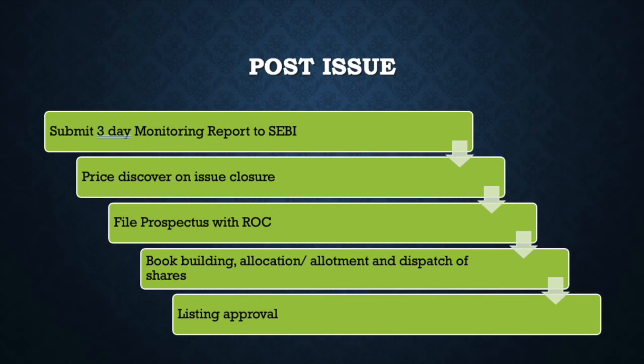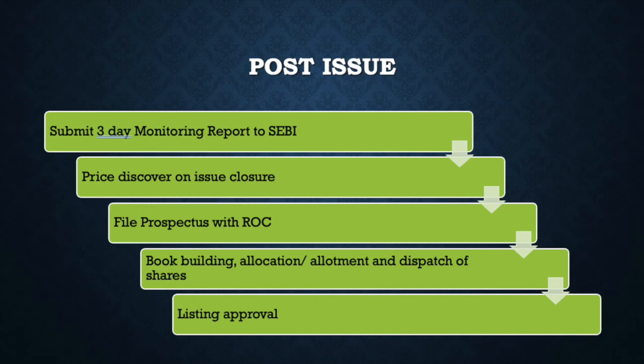Once the issue has closed, the registrar to the issue then tallies all the applications, weeds out the applications that are improper or incomplete, and runs the book building process. We already know what the book building process is like. Once I complete my book building process, I will have some information as to what the final price is going to be, who are the people who've been allotted shares and how many shares they have been allotted, and who are the people who have not been allotted shares.